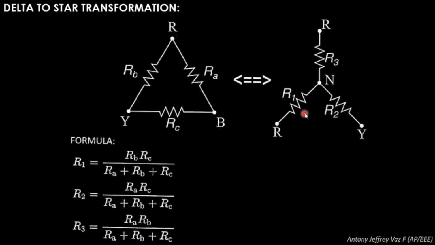What you do is just multiply the resistances adjacent to it. If you need to find this one, multiply these two points. If you need to find this point, multiply RA and RC. If you need to find this top one, multiply RA and RB. That's all, very easy. You can get the formulas.